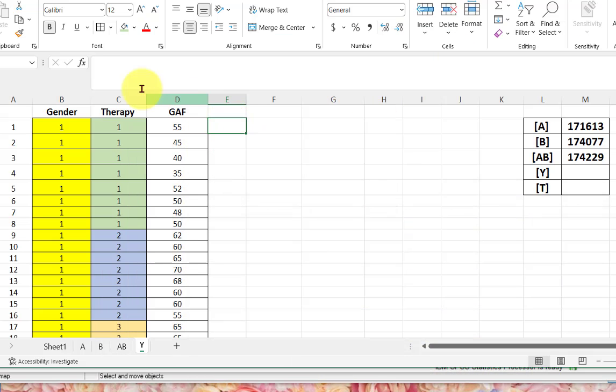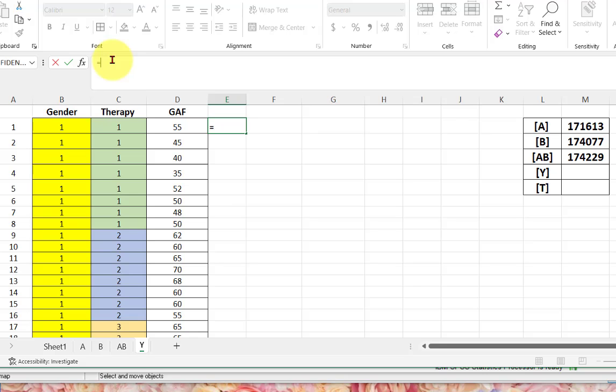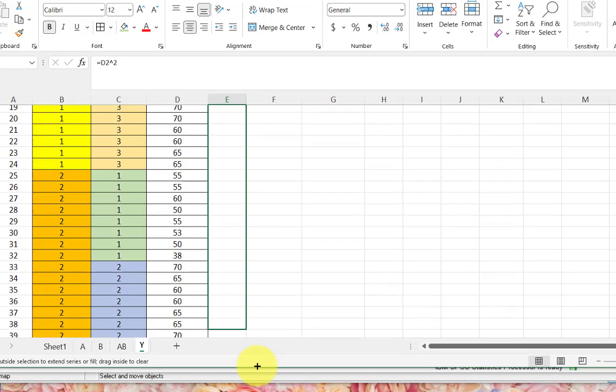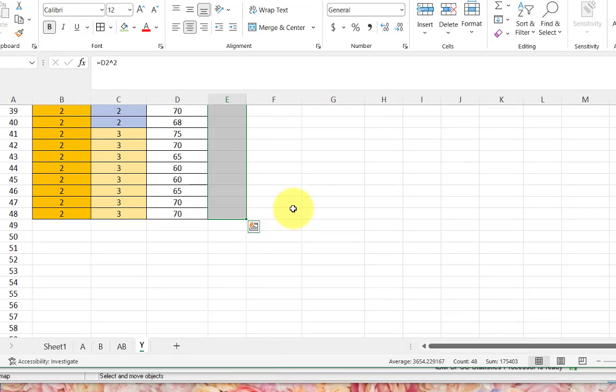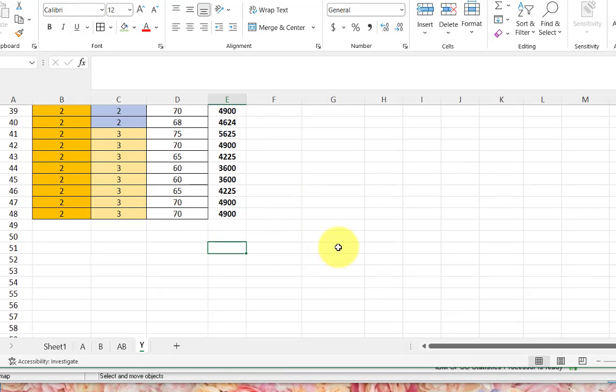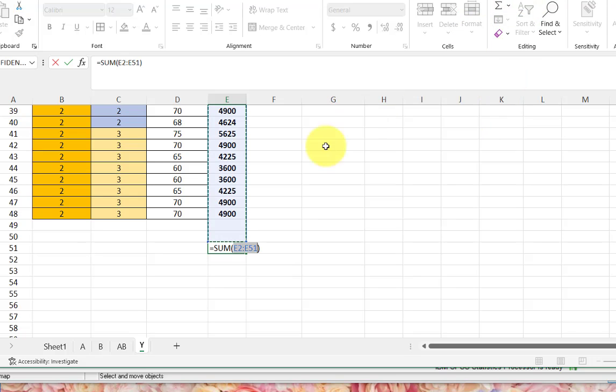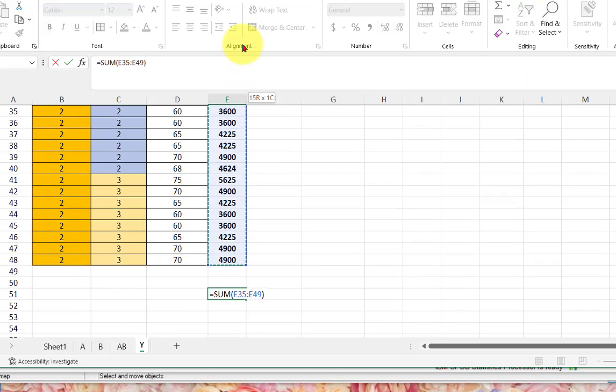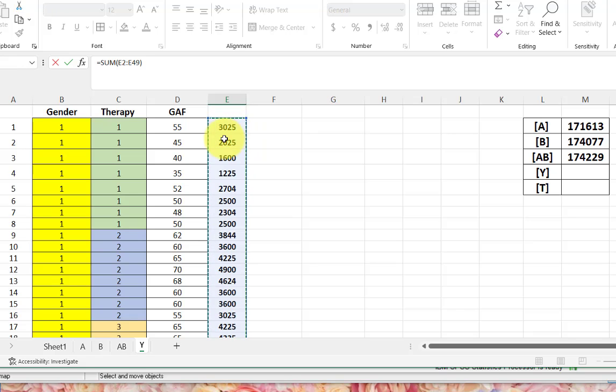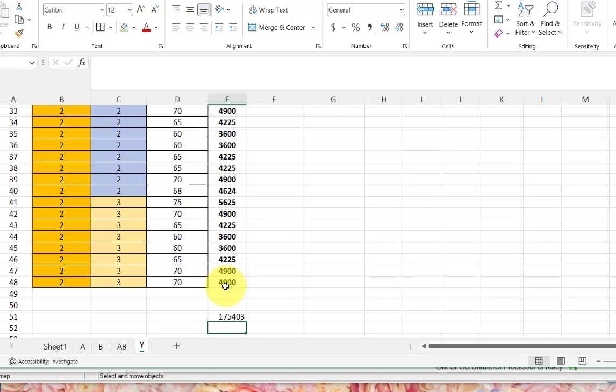So we go to the function bar. We hit equals. I want that cell shift 6 2 squared. And then I highlight the whole thing and all the way down. All right, and now I want a sum of that one. And we just highlight them. Boom. So that is our Y squared.